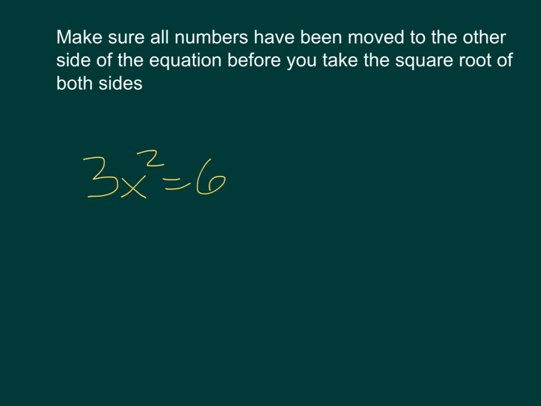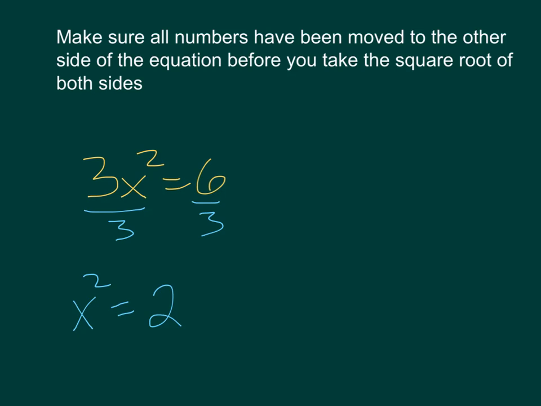Okay, this statement is just a good rule of thumb. It's not absolutely necessary, but it just makes your life much, much easier. So any number, any coefficient, any number by itself, you want to move to the opposite side of the equation before you take the square root. And so in this case, we're going to end up dividing both sides by 3 first. And we have x squared equaling 2.